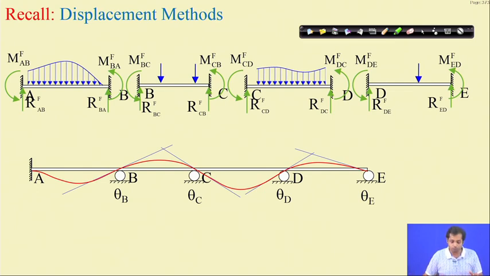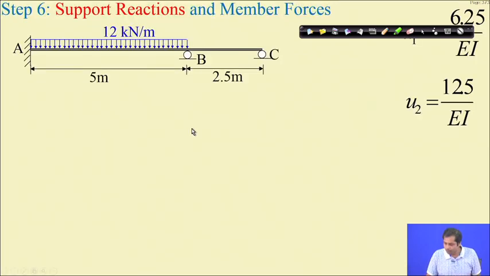So the total reaction at the support, and even the member forces, will be the contribution from the first part plus the contribution from the second part. The first part we already have with us, the fixed end actions. We will now concentrate on the second part and then add it to the first part to get the support reactions and the member forces.